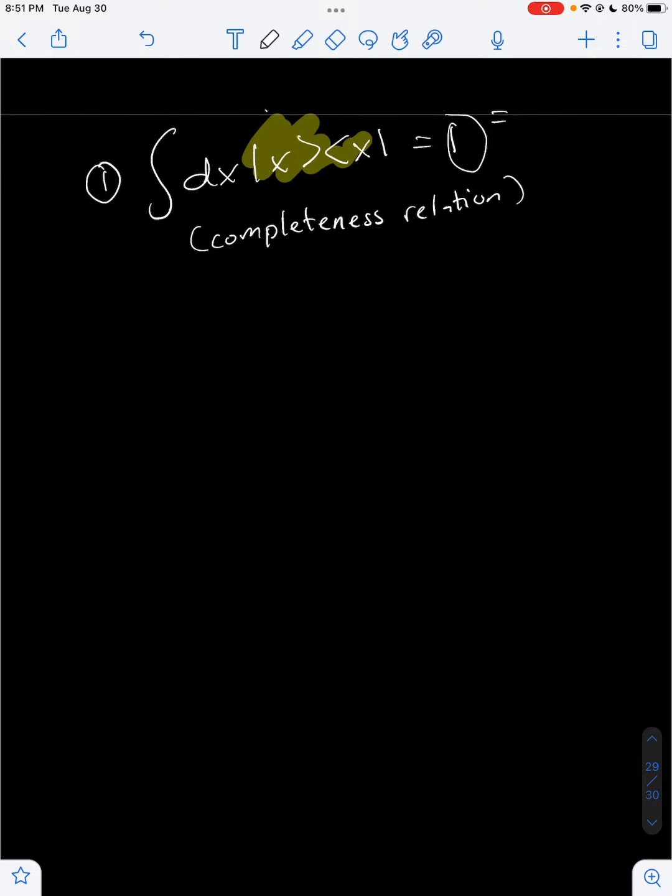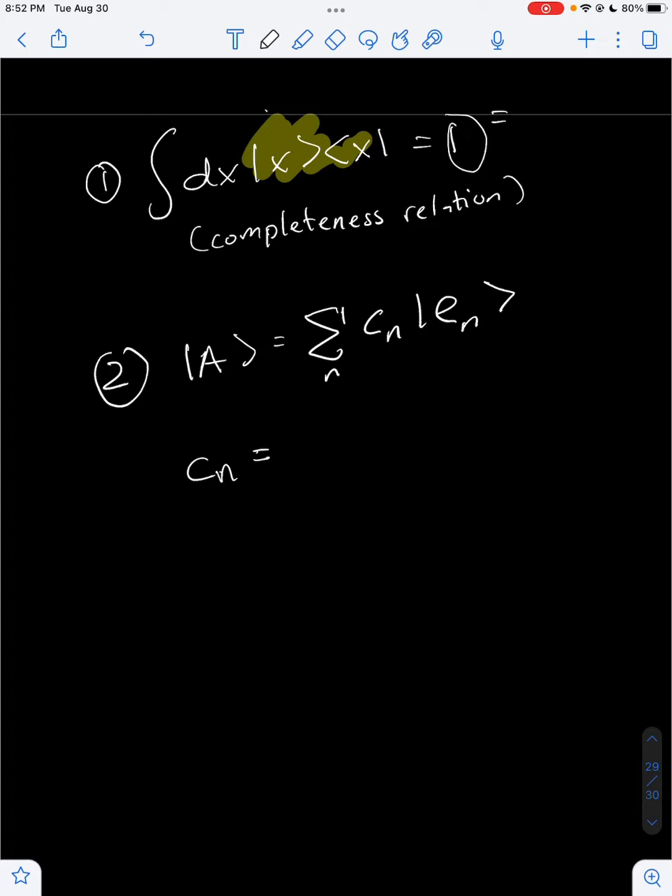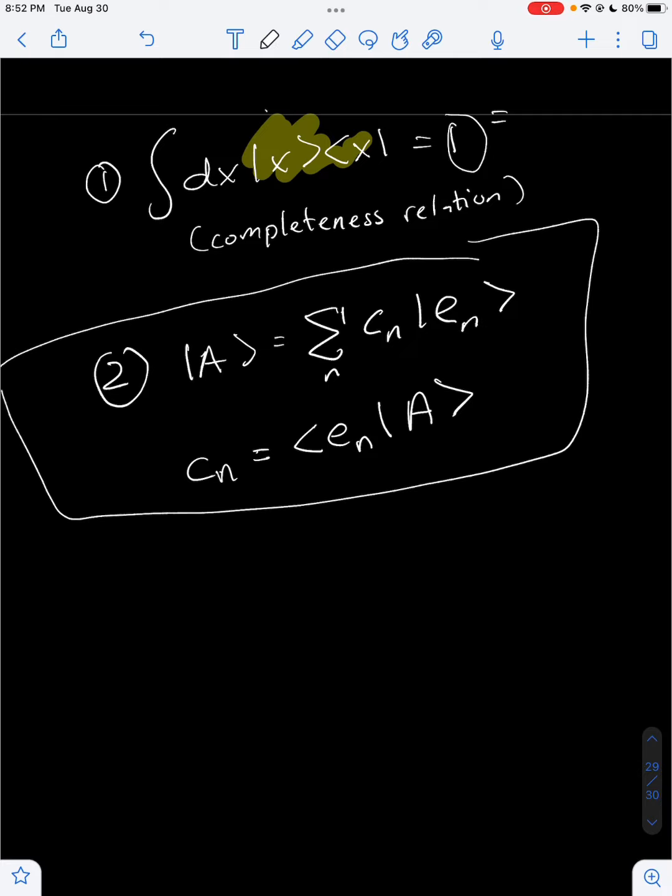And the second thing that we have to know is that if we have some vector A, and we want to expand A in terms of a basis, so you have Cn, En, we have to know that Cn equals En times A. So the coefficients is just the inner product between the basis and the vector that we are expanding in terms of a basis. So this might seem a bit weird, so let's just use a nice example.